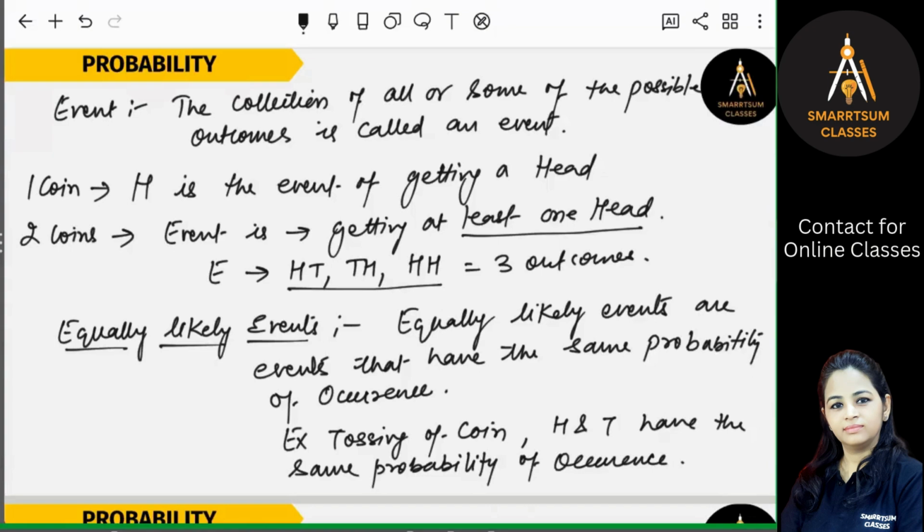So in this way, we can define equally likely events as the events that have the same probability of occurrence. For example, if you toss a coin, then getting head and getting tail both have the same probability of occurrence. So events having the same probability of occurrence are called equally likely events. Is that clear?